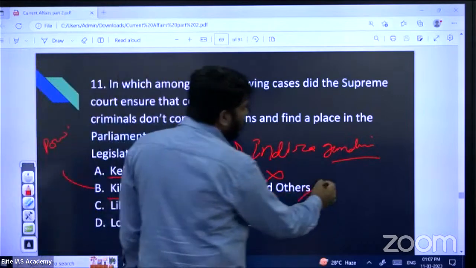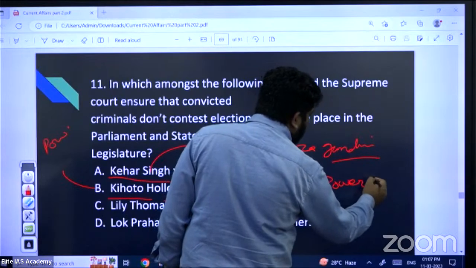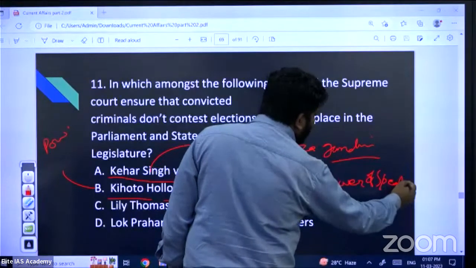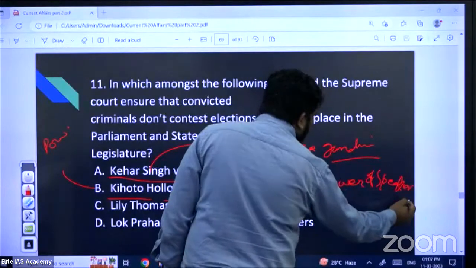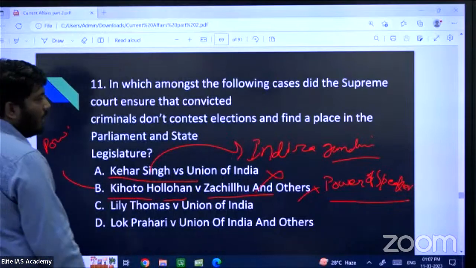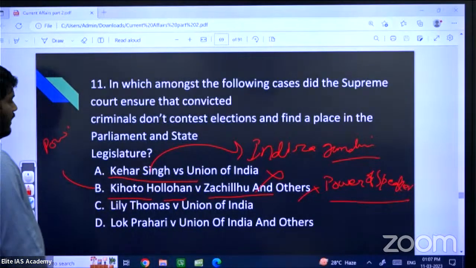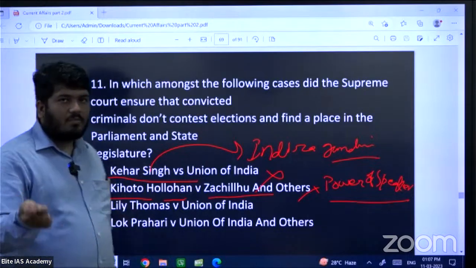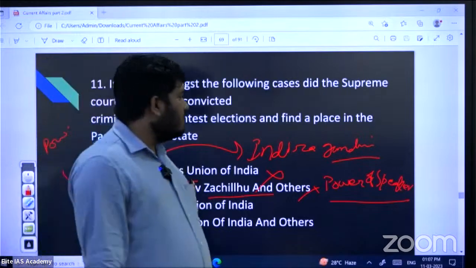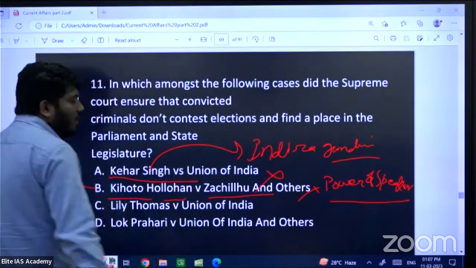This case is related to the power of the speaker. As you know, right now there is a fight going on in the Supreme Court between the Shiv Sena factions, and it is said that it is not the power of the speaker to decide on disqualification under the 10th Schedule, the anti-defection law, which I have already discussed in the previous part. You can go through the previous current affairs sessions, where I have discussed the anti-defection law. So this case is related to the anti-defection law.